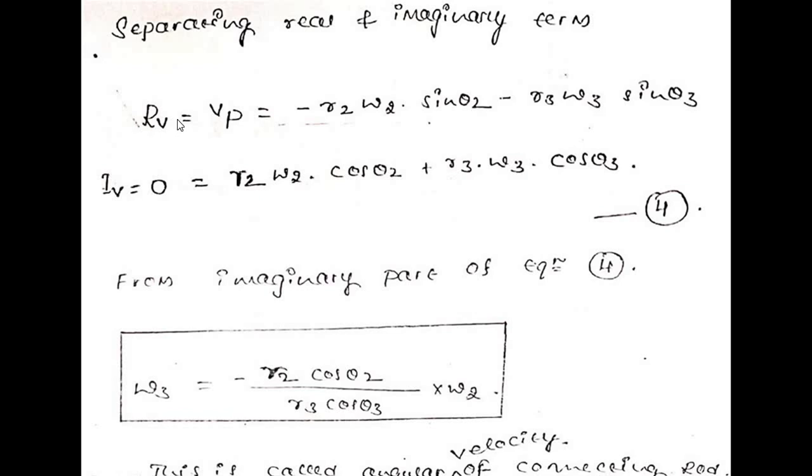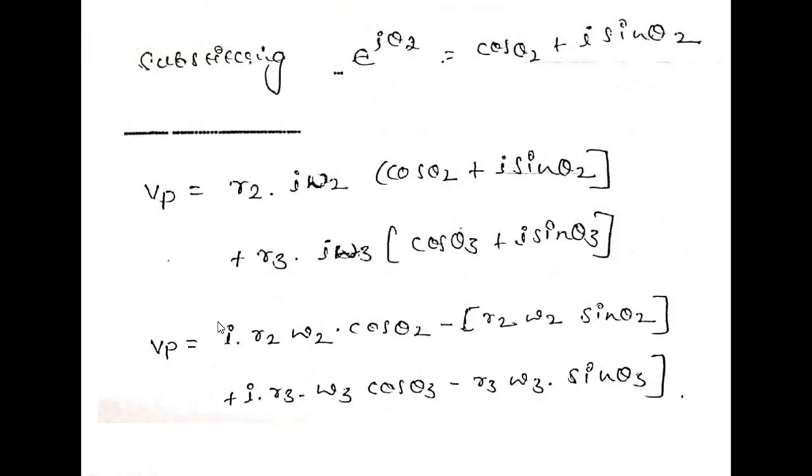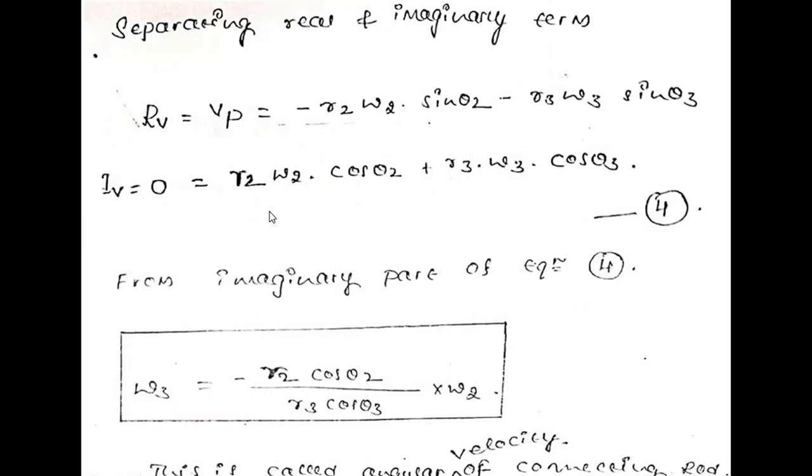So that is the real part of the complex number, and the imaginary part of the complex number is what? That is R2 omega 2 cos theta 2 and R3 omega 3 cos theta 3. So R2 omega 2 cos theta 2 plus R3 omega 3 cos theta 3. The imaginary part you equate to 0. So from this imaginary part of the equation, if you equate it to 0, what is that?